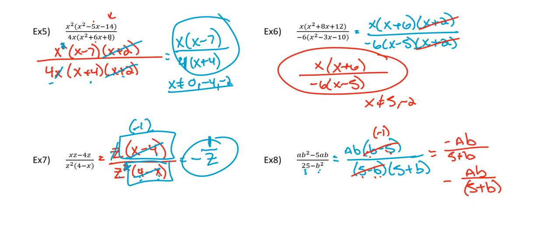And for these last two, I forgot to put the extraneous values. Same thing here. Z would not be 0. I'm sorry, I put in X here. I guess I meant that. And X would not be 4.